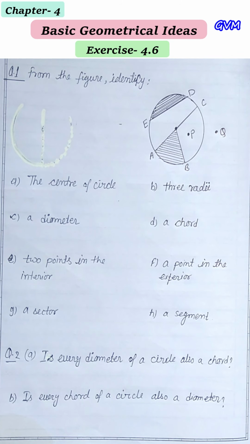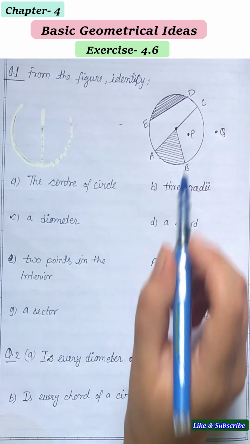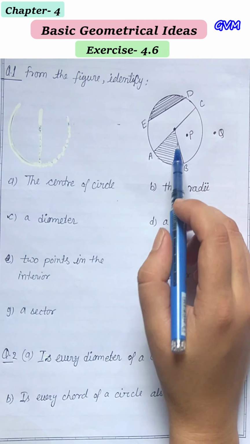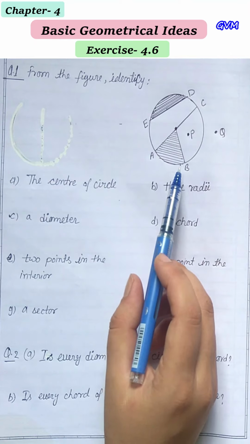Hello students, so today we are going to solve questions from exercise 4.6 of chapter Basic Geometrical Ideas. So first question we have, from the figure identify. Here is a figure given, that is a circle and a part of circles. Now we need to identify these parts.